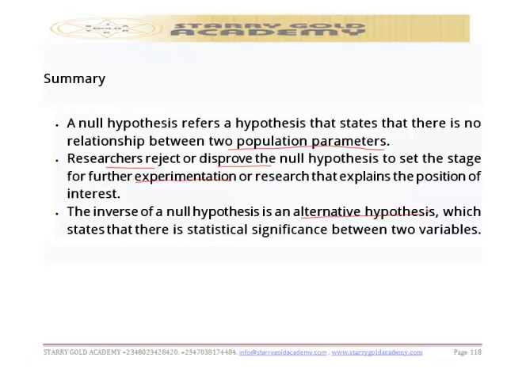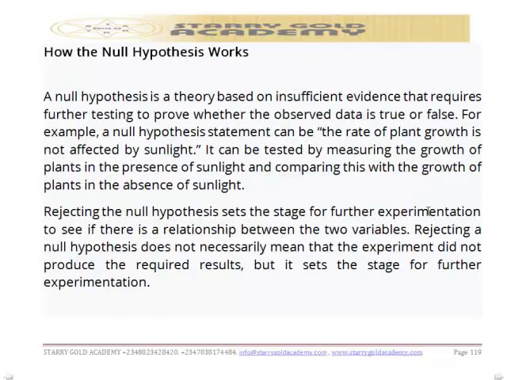So that's about null hypothesis. The other side we want to look at is how the null hypothesis works. The null hypothesis is a theory based on insufficient evidence that requires further testing to prove whether the observed data is true or false. For example, a null hypothesis statement can be: the rate of plant growth is not affected by sunlight, like the example I gave the other time. Understand? So it can be tested by measuring the growth of the plant in the presence of sunlight and comparing it with the growth of the plant in the absence of sunlight.